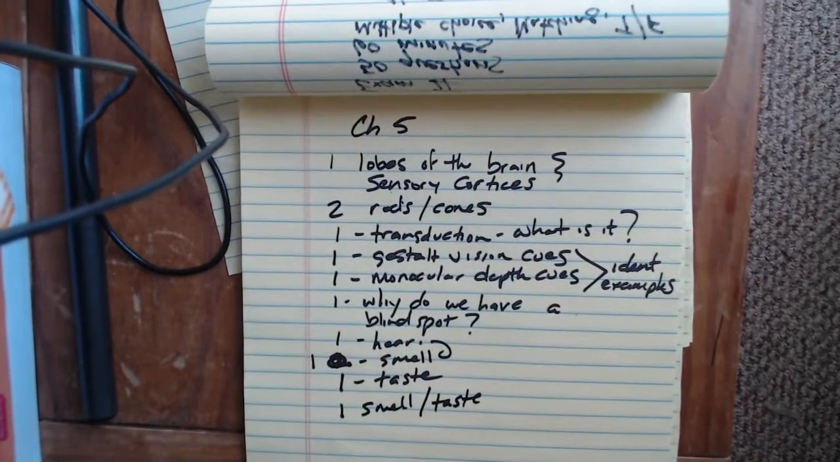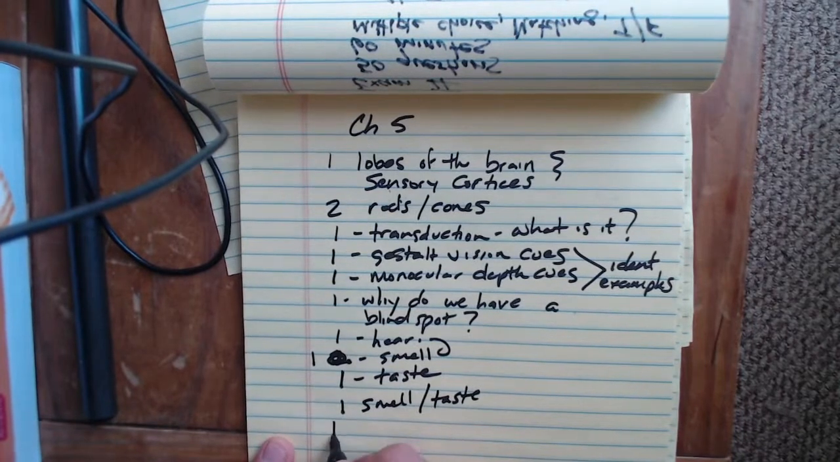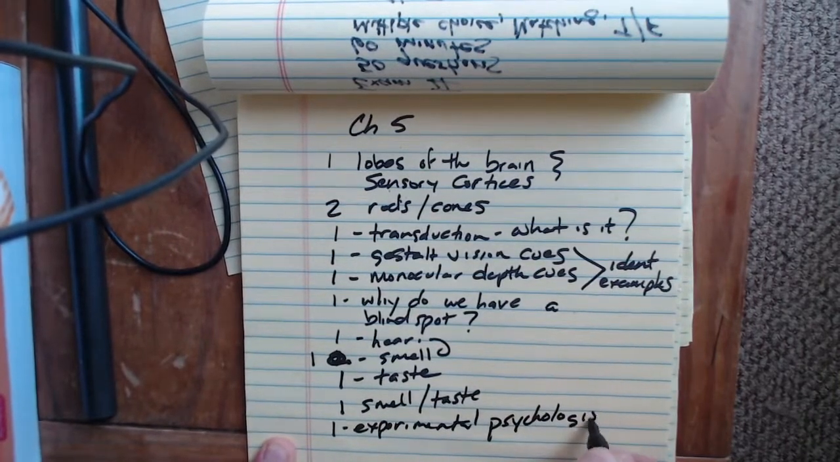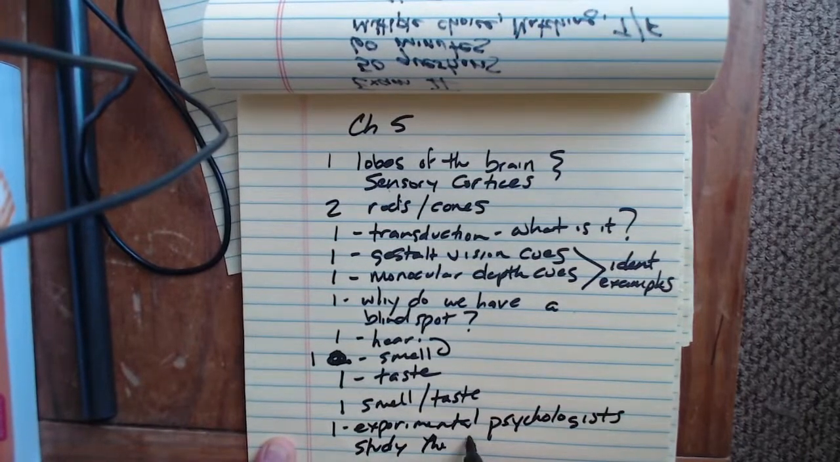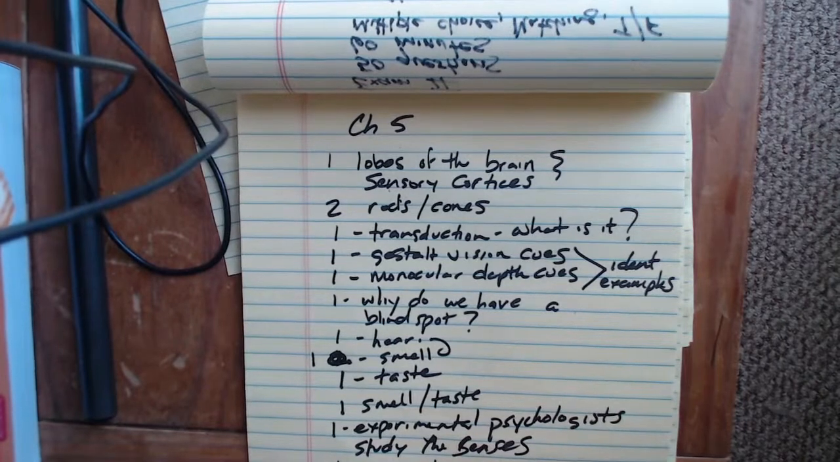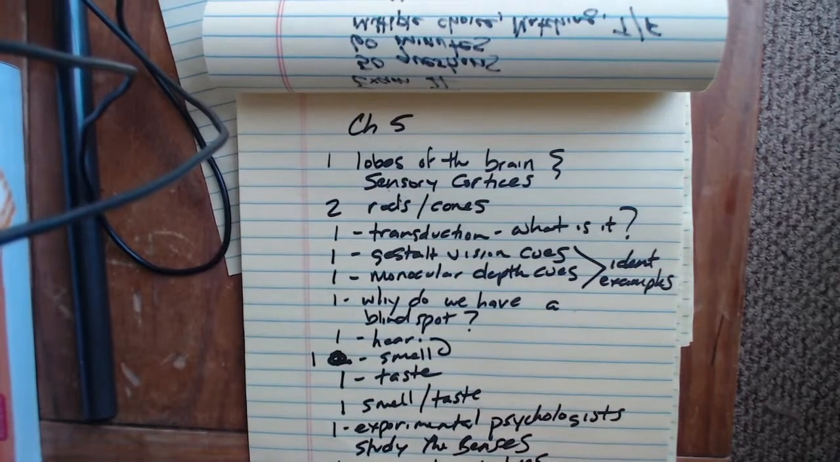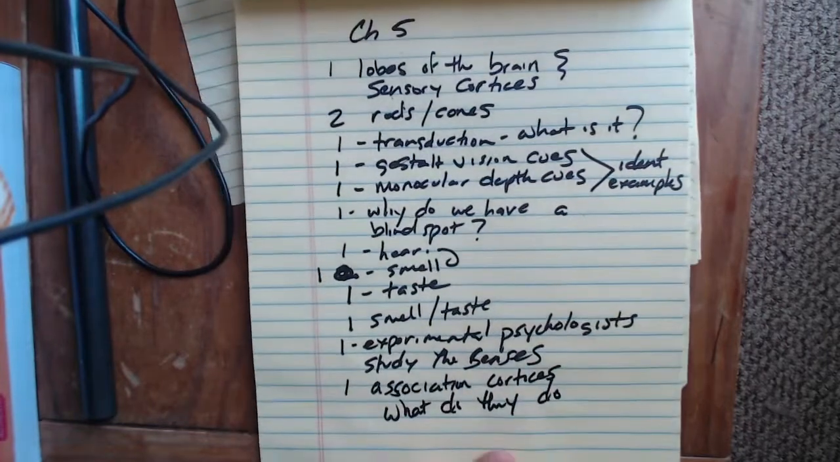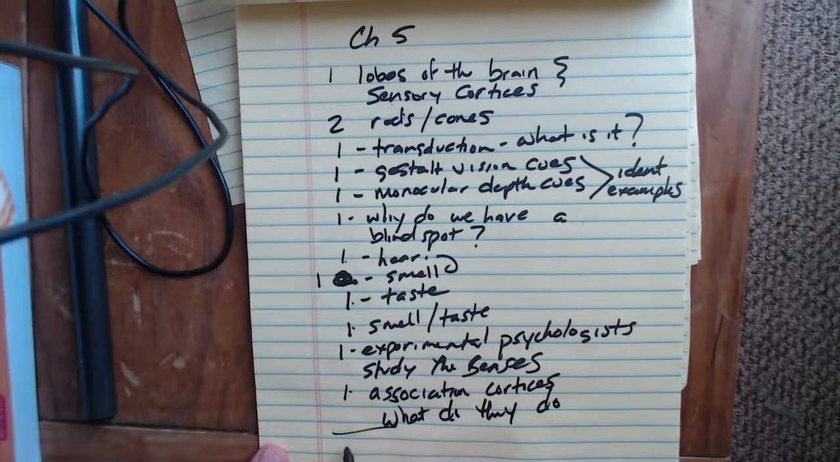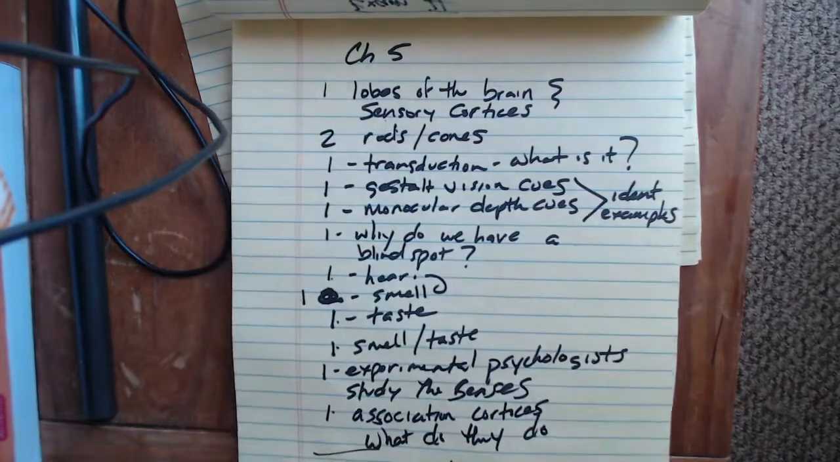And then let's see. Remember, experimental psychologists study the senses. I do want you to know that. And then let's see, sound, vision. Oh, and 1 question on association cortexes or cortices. What do they do? Okay, let me make sure everybody can see that. 1, 2, 3, 4, 5, 6, 7, 8, 9, 10, 11, 12, 13. 13 questions. Any questions on chapter 5?